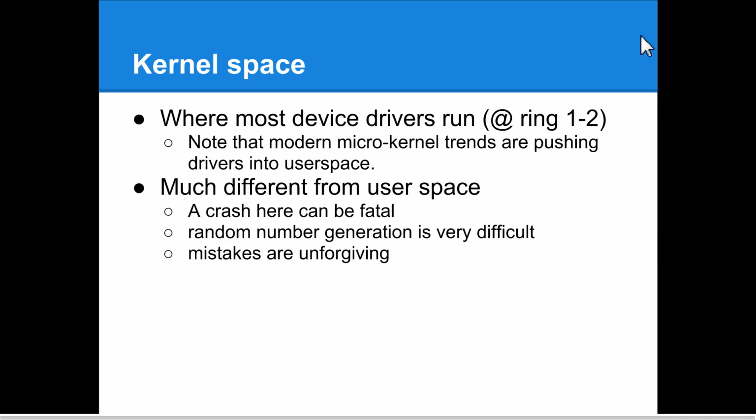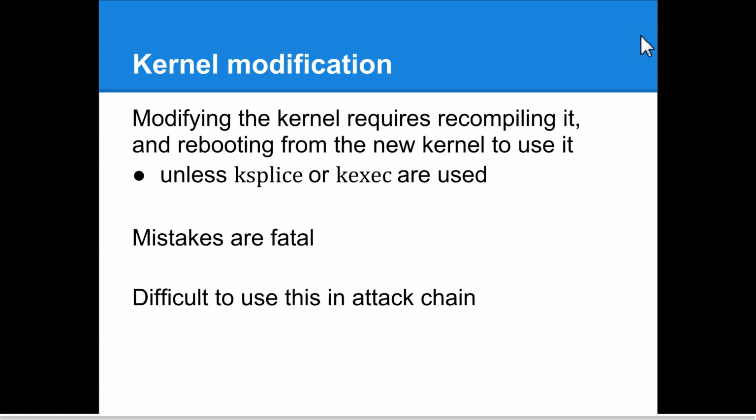So, yeah, kernel space is ring 1 and 2. Most drivers are run here. It's much different from user space. A crash here can be fatal. Random number generation here is very difficult, along with various other things that you perhaps weren't aware of, like handling decimals and stuff like that. Mistakes are very unforgiving in coding here.